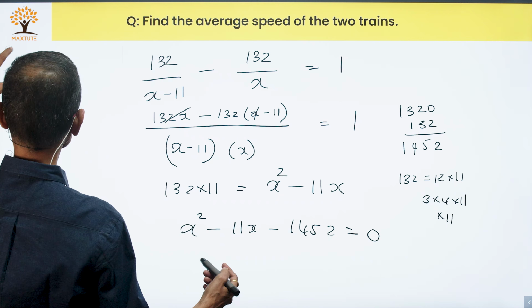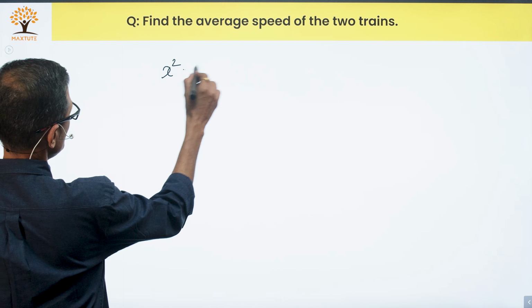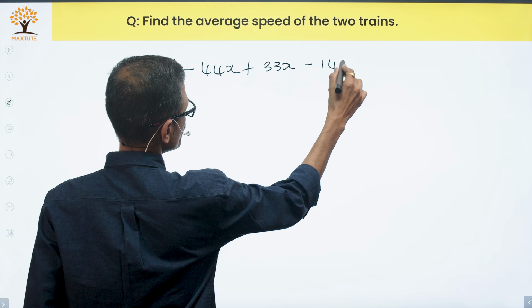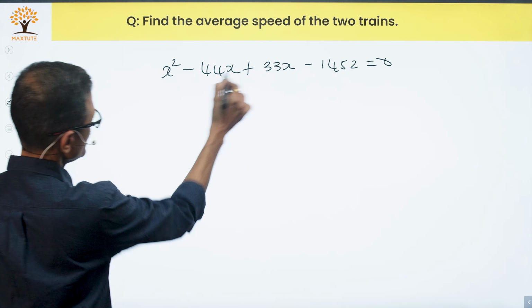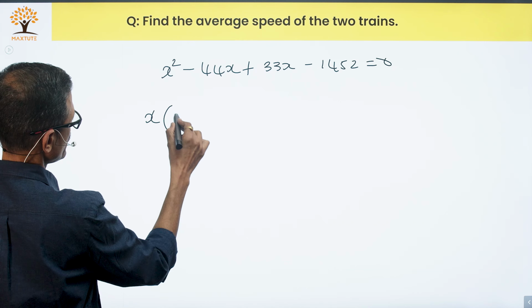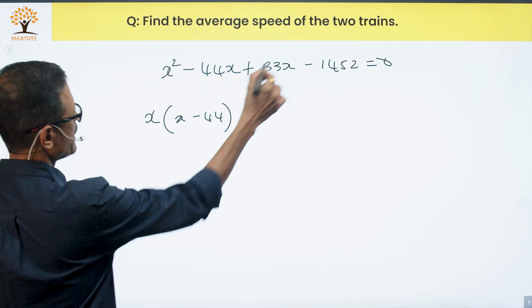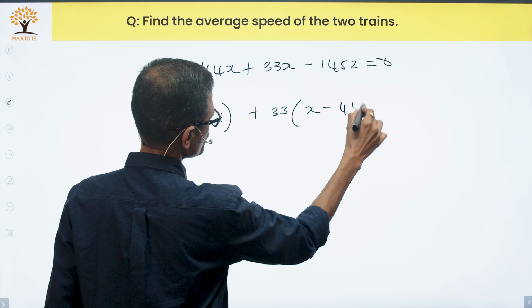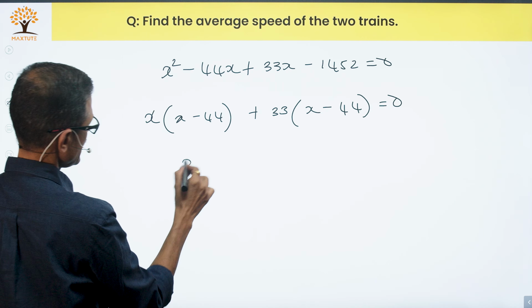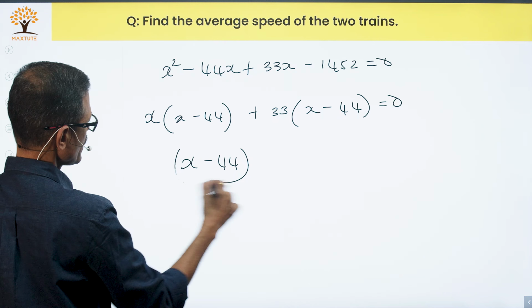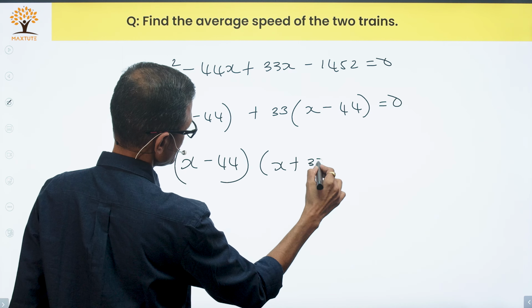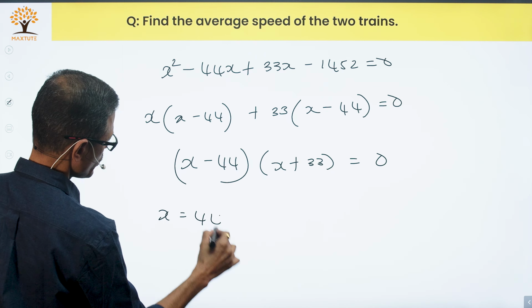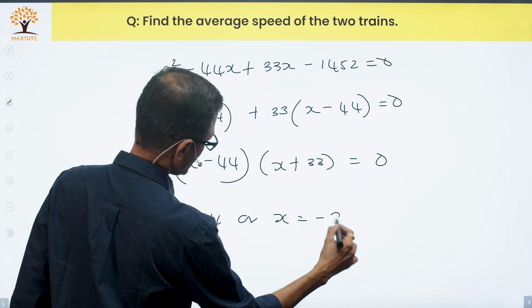So this factorizes as x square minus 44x plus 33x minus 1452 is equal to 0. X is a common term from the first and second term, x minus 44. We take a 33 common from the third and the fourth term, which again will leave us with x minus 44. X minus 44 into x plus 33 is equal to 0. Translating to x is equal to 44 or x is equal to minus 33.